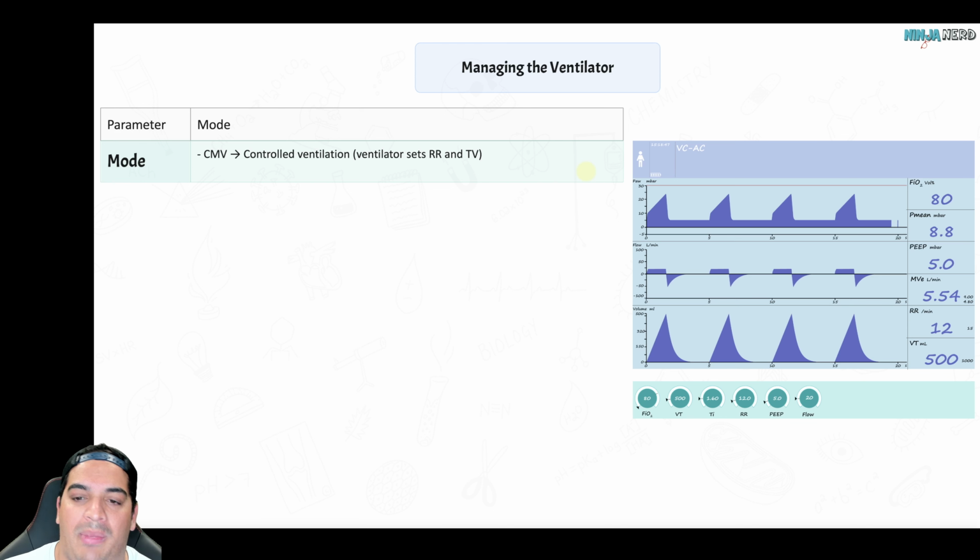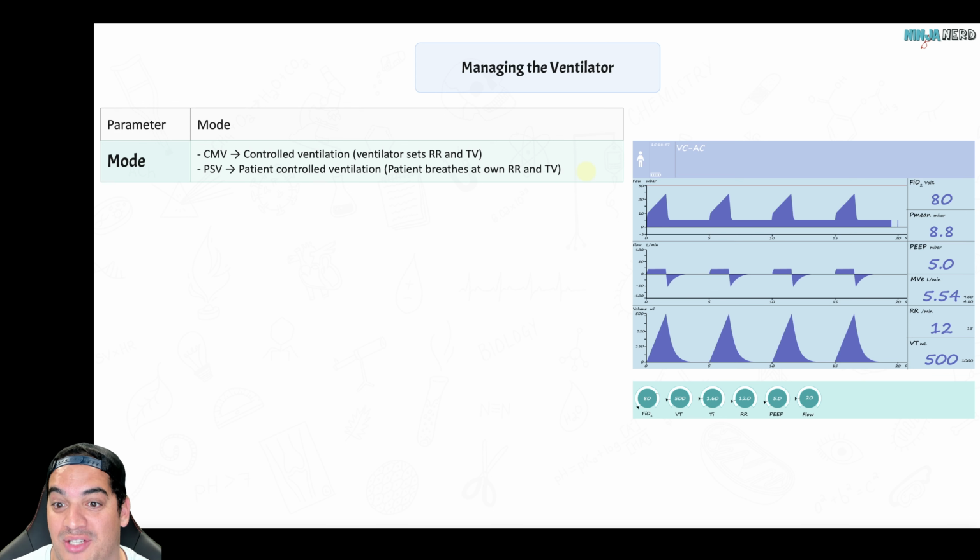This is usually good for a patient who is not taking spontaneous breaths. In the other scenario, if a patient is taking spontaneous breaths, we should let them breathe on their own. Don't let them be dependent upon the ventilator. And so this is usually what we call PSV, pressure support or patient-controlled ventilation, where you allow the patient to breathe at their own respiratory rate and their own tidal volume. All you do is set the PEEP and the FiO2.